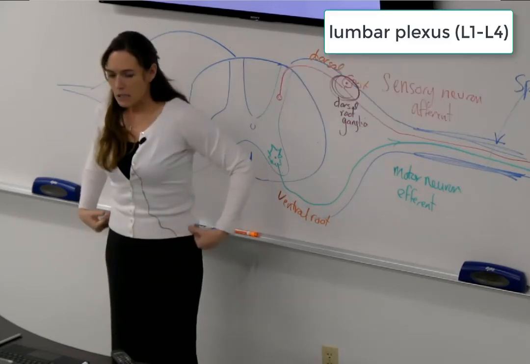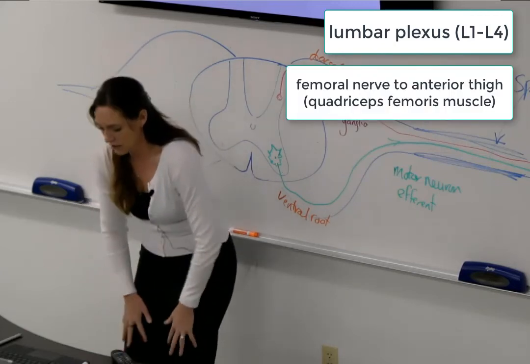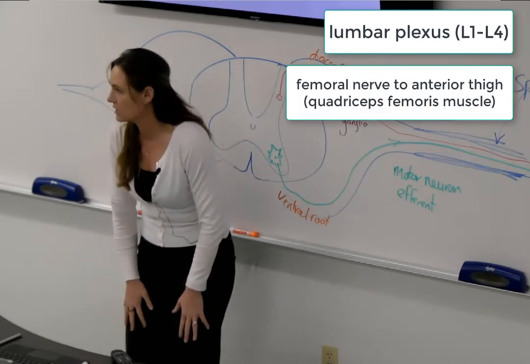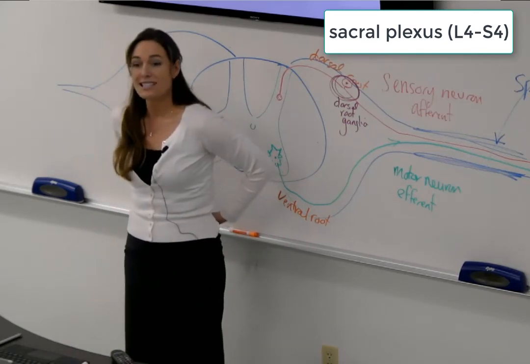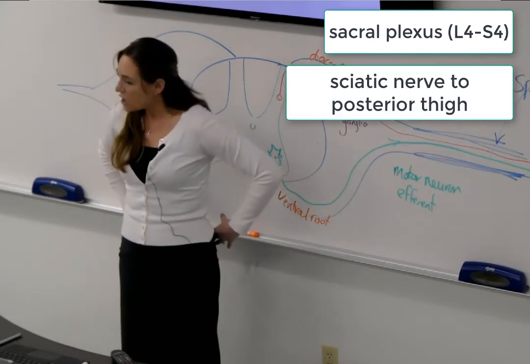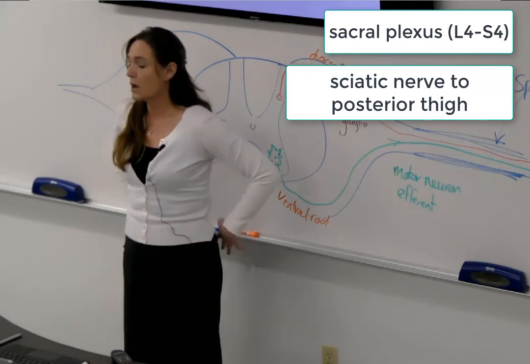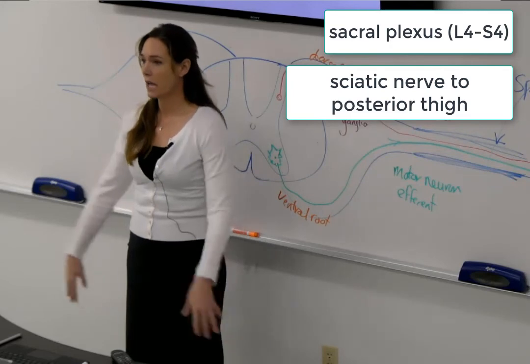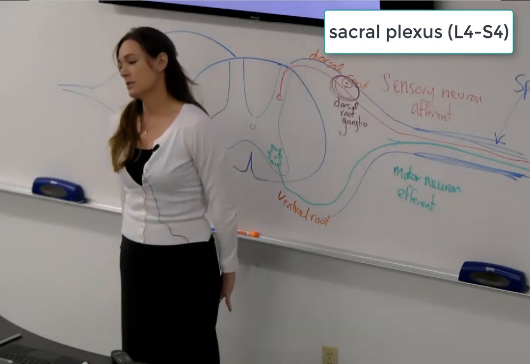The legs, the lumbar, the main one I'm going to have you focus on is the femoral nerve going to the front of the thigh, which is your quadriceps muscles. Sacral plexus goes to the sciatic nerve, which comes off and is going to go to your genitals as well as your posterior leg, your entire back of your leg. But think of the back of the thigh as your sciatic nerve.